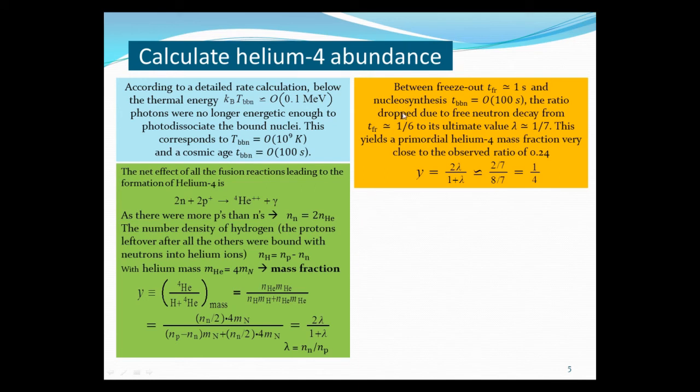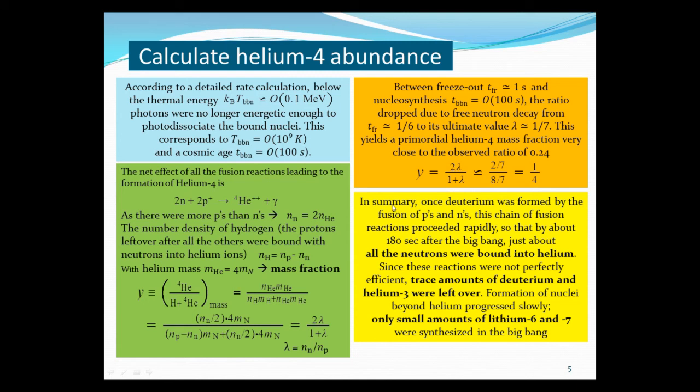And remember we said that the ratio is about 1/6, and then because free neutrons decay, it diminishes a little bit to lambda of 1/7. So if lambda is equal to 1/7, you plug in here and you get exactly 0.25. That's very close to the observed ratio. And this, of course, is a very crude calculation. A more detailed calculation with Boltzmann equations and reaction rates will obviously be more precise.